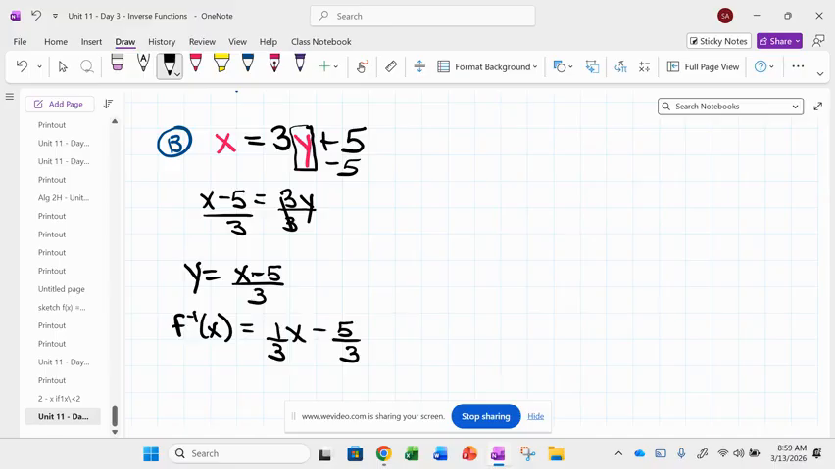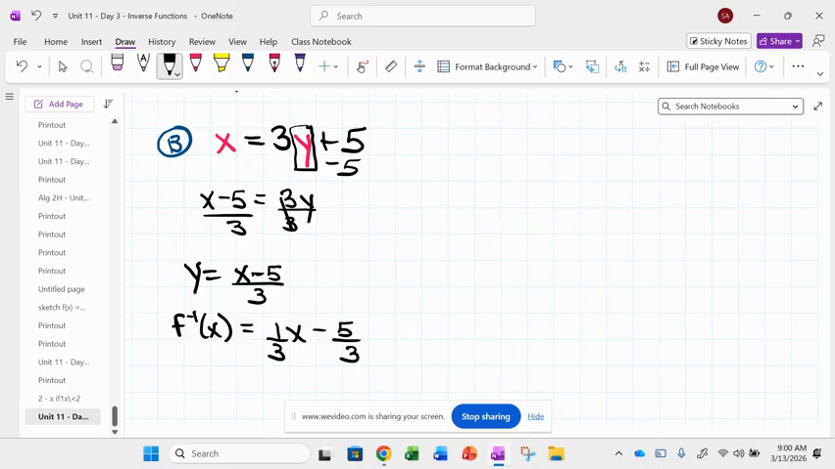And normally on a test, I'd probably just leave it like x minus 5 over 3. But why do you think I wanted to write it like this just for today at least? Yeah, so you can see that it's a line. And doesn't that make sense that the inverse of a line would be a line? Because if I'm taking a line and I'm reflecting it over y equals x, aren't I still getting another line?